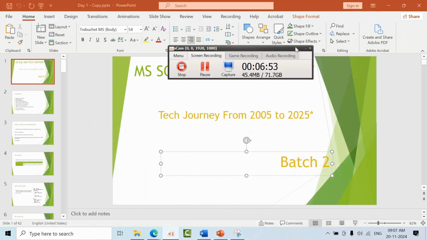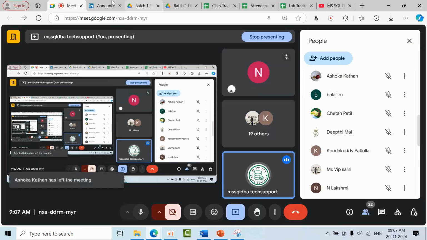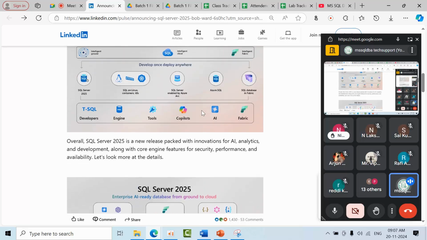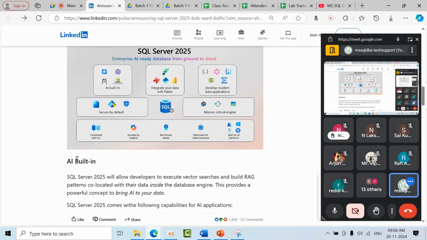Now let us enter into this. This is a journey we are going to see from SQL Server 2005 to 2025. Why have I included the star? Because yesterday, SQL Server 2025 was announced in private preview, which means Microsoft will send the link to download the ISO only to those who are enrolled in the private preview. In the public preview, everybody can download the ISO and see that they have added artificial intelligence capabilities in SQL Server 2025.